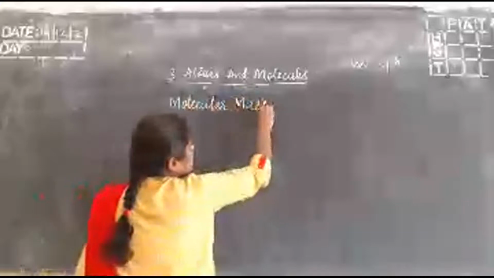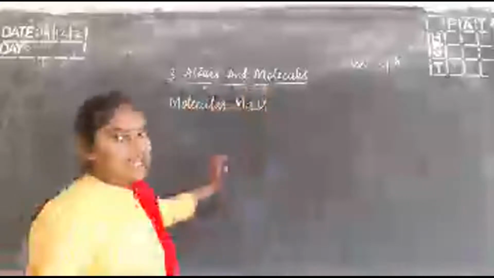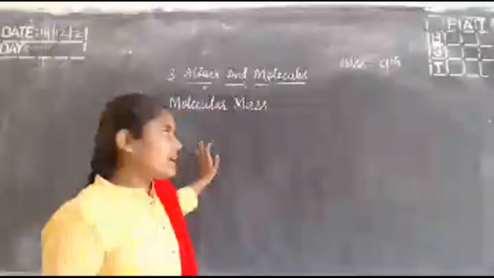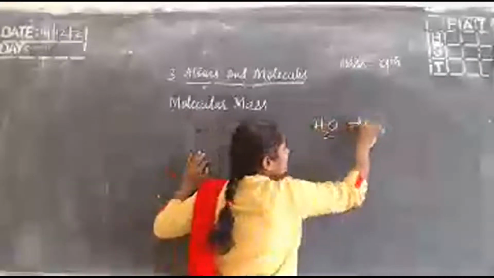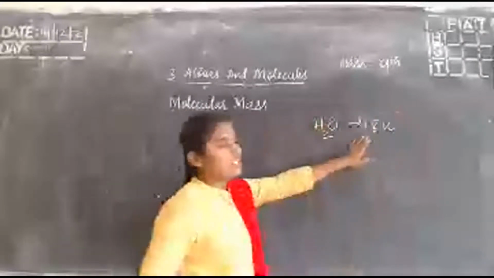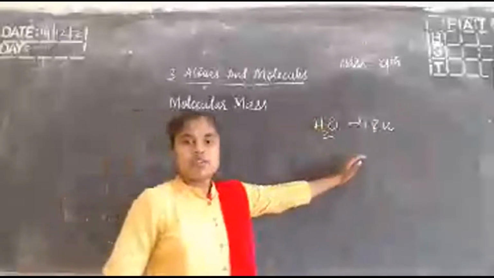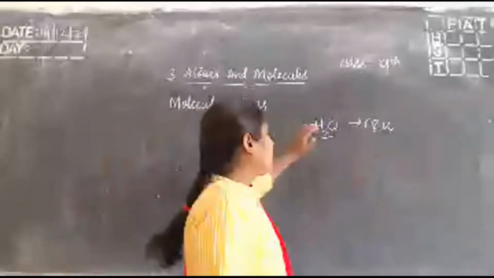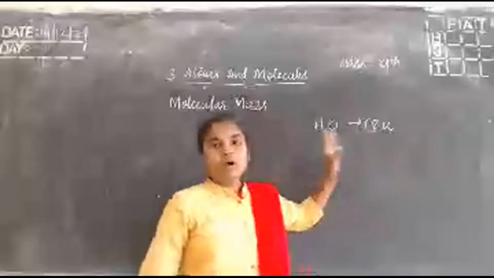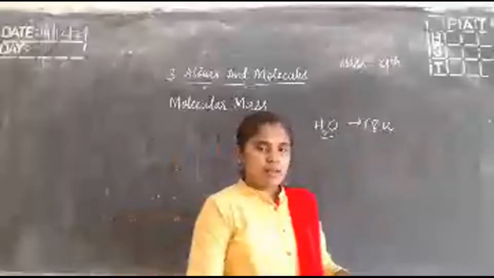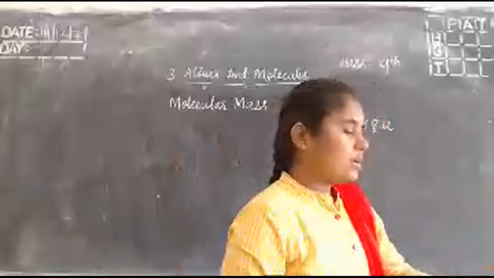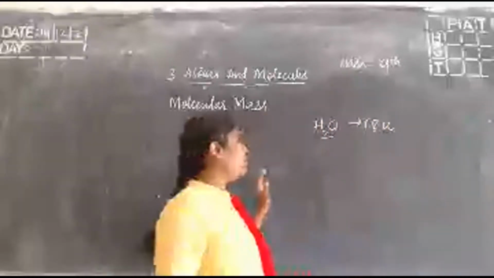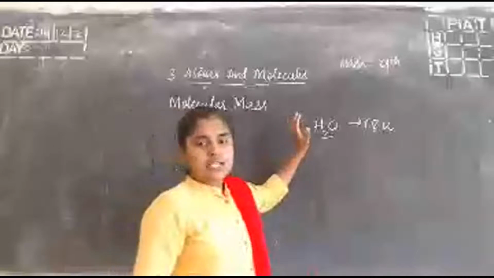So what is this molecular mass? We say that the molecular mass of water, that is H2O, is 18. How do we say that it is 18 U or 18 AMU? So we say that it is 18 U. So how to calculate this molecular mass? We'll see that. To calculate this, one should know the atomic masses of each element.